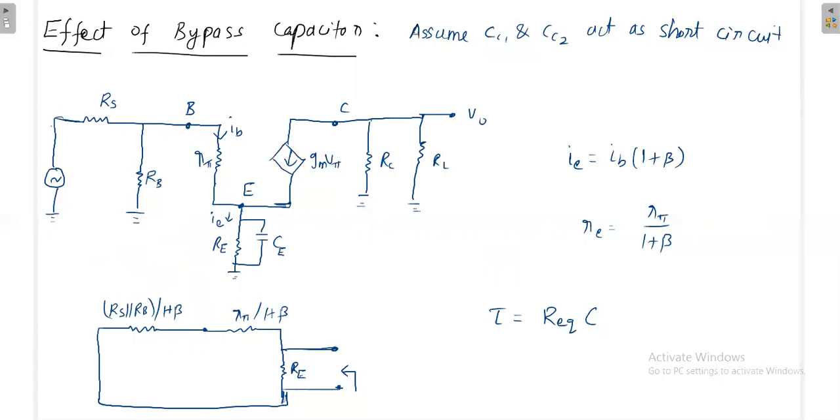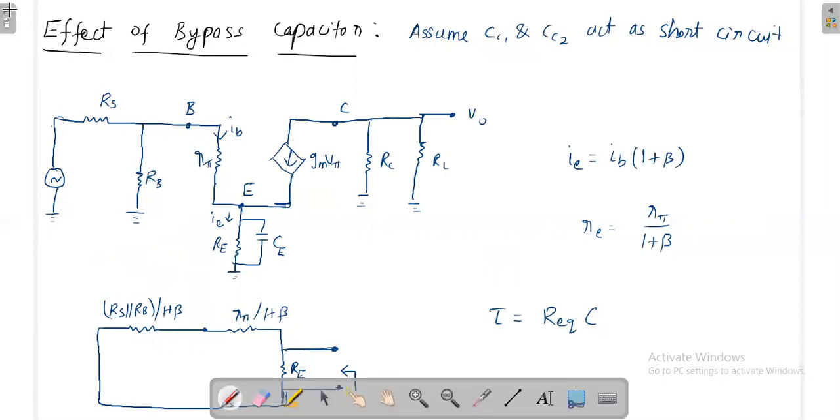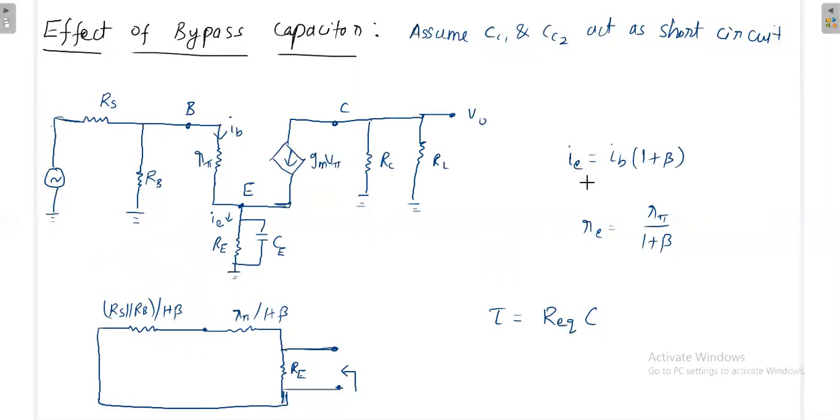Now you know the IB and IE are related. IE is equal to IB into 1 plus beta, and then RE is equal to R pi divided by 1 plus beta. So RE is much smaller than R pi. And when we want to find out the time constant for the circuit, because the capacitor is midway between the input and output, we cannot easily find it out. In the last case, the capacitor was only here. Now the capacitor is in the midway.